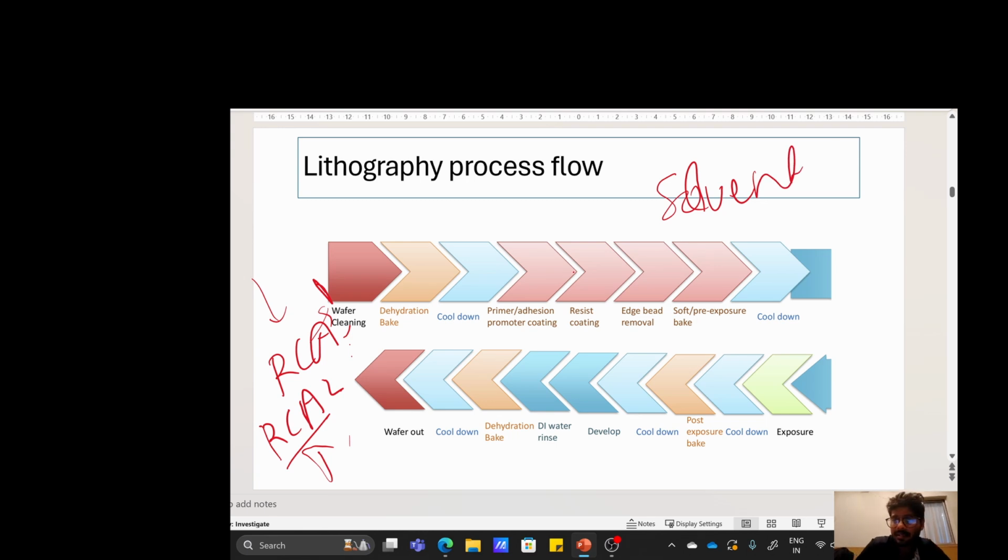In solvent cleaning, we ultrasonicate the wafer in acetone first for 5 to 10 minutes, then IPA, then we rinse with DI water. That will remove whatever particles are there on the substrate, and that will help to reduce the contamination because of the particles.